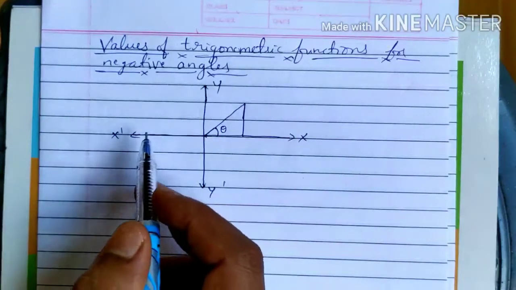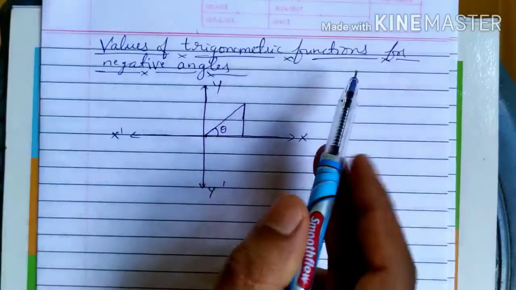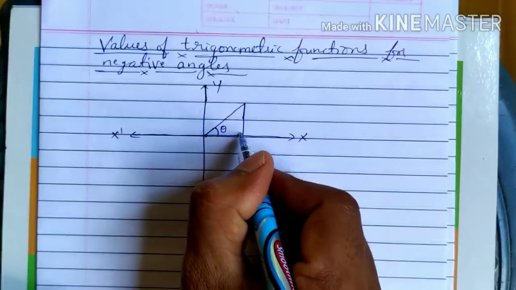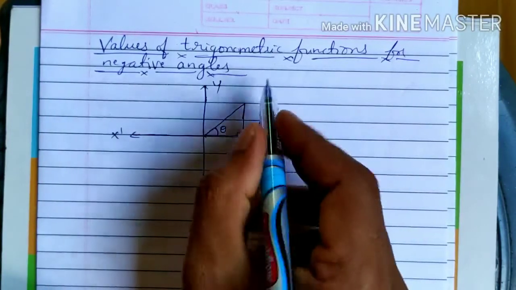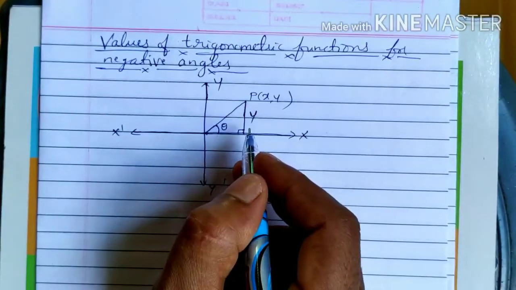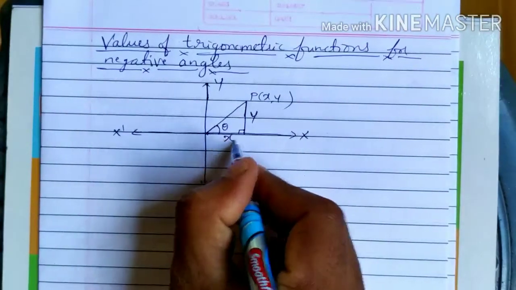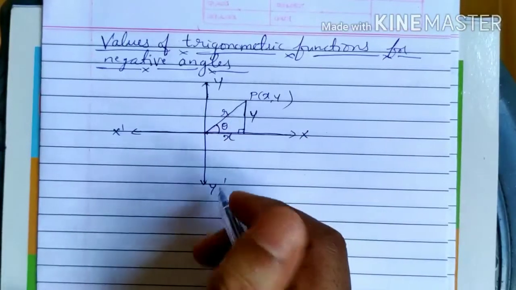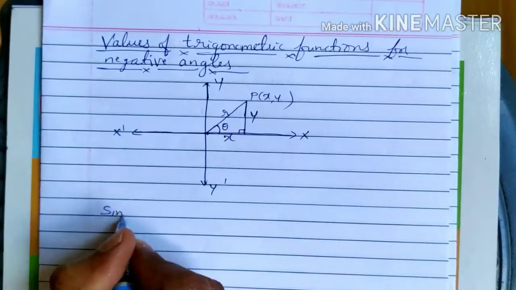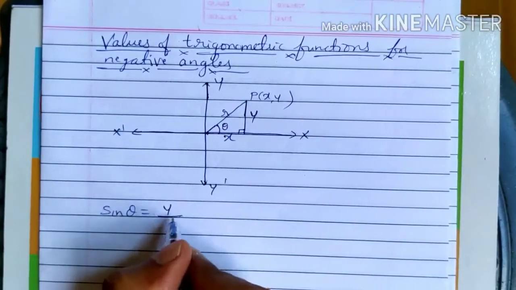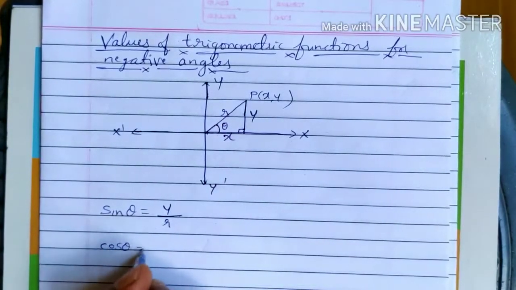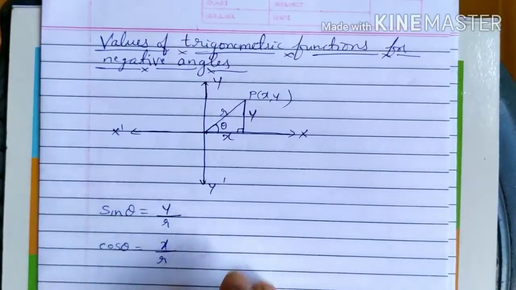Hi students, in this video we shall discuss values of trigonometric functions for negative angles. Suppose you consider a positive angle, with a right angle triangle and point x comma y, then this side will be y, this will be x, and this is r. Sin theta is defined as opposite by hypotenuse, y by r. Cos theta is equal to x by r, and so on.